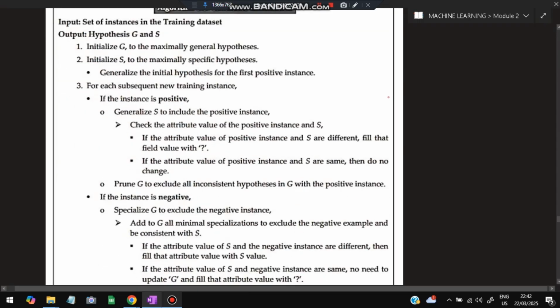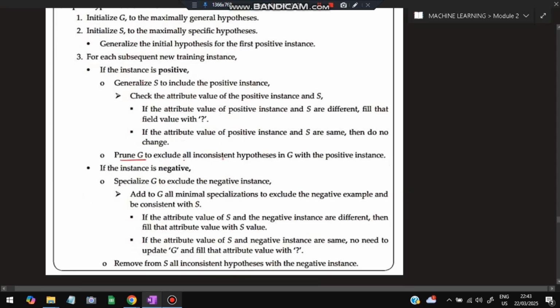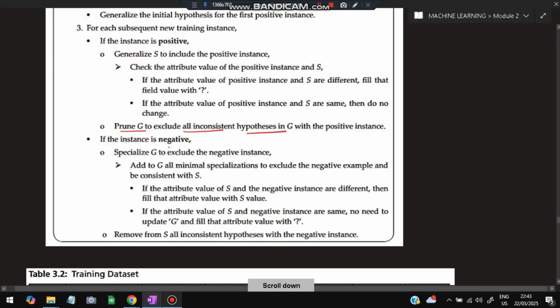Before that, this is the algorithm, you can go through it. Basically, the input is a set of instances, and the output is the hypotheses G and S. Initialize G to the maximally general and S to the maximally specific, and then generalize the initial hypothesis for the first positive instance. Then for each instance, generalize S if it is positive. Check the attribute value. If it is the same, then keep it as such. If it is not the same, then put a question mark. Then prune G to exclude all inconsistent hypotheses. And if it is negative, that means specialize G to exclude the negative instance, because G will exclude the negative. You have to specialize to exclude the negative from G.